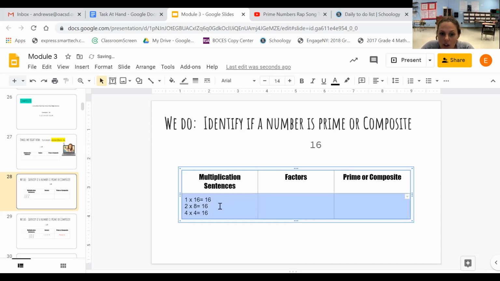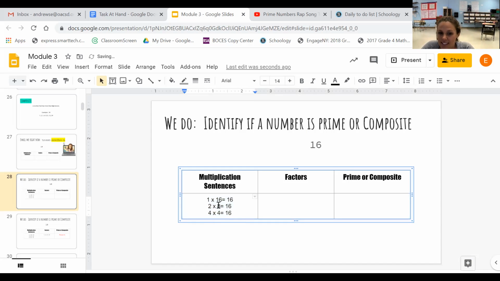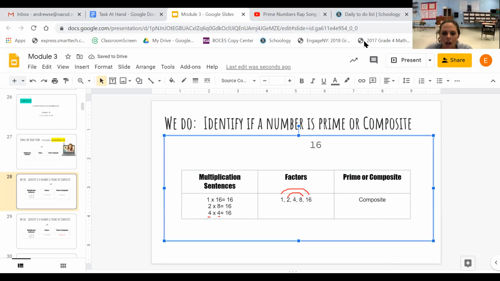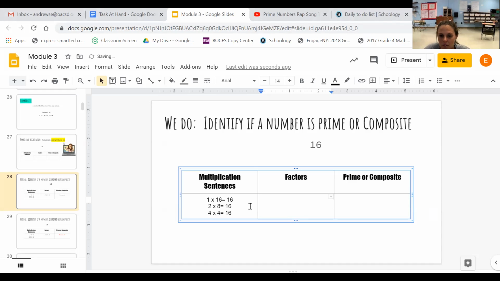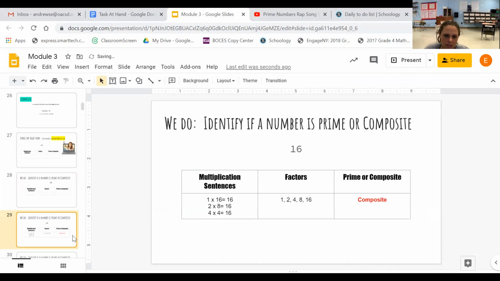So my multiplication sentences are right here. It's got all of the factors. Then I can go through and I can list my factors. And I kind of do like a rainbow. So I have 1 times 16, 2 times 8, and 4 times 4. Notice I only listed 4 one time because it repeats itself. We didn't really need to say it twice. So because this has more than two factors, we know that this is composite. All right, I'm going to erase this so I don't give my answers out to the next class, but here's my answer.